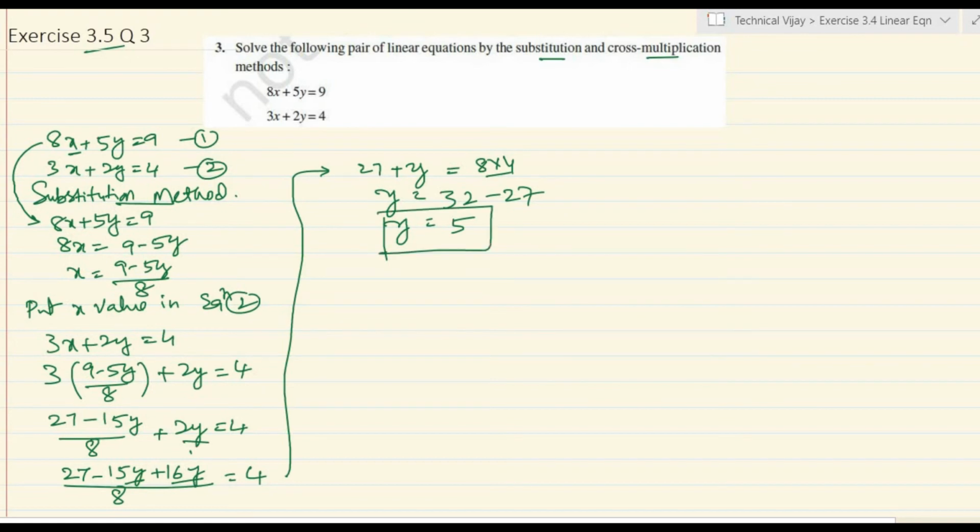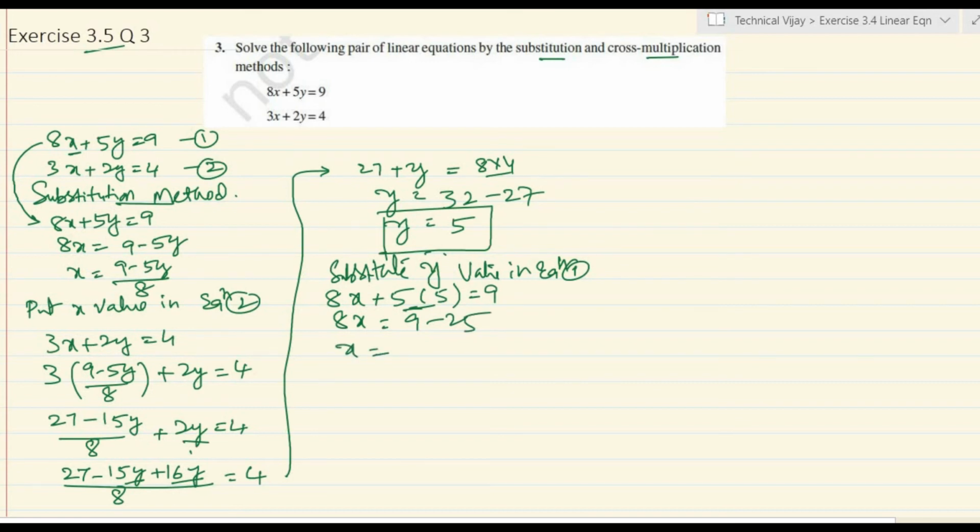And next, substitute y value in equation 1, any equation. So 8x plus 5 into 5 is equal to 9. So 8x is equal to 9 minus 25. So x is equal to 9 minus 25, means minus 16 divided by 8. So 8 twos are 16. So x is equal to minus 2. So x is equal to minus 2 and y is equal to 5. So this is using substitution method.